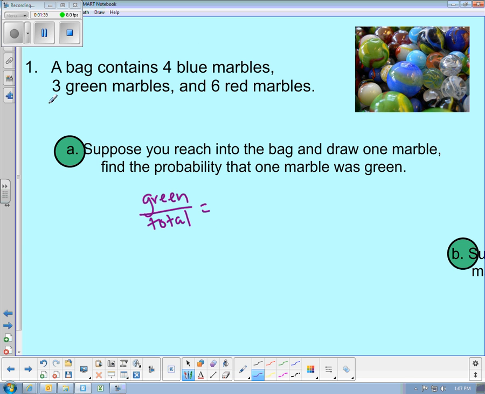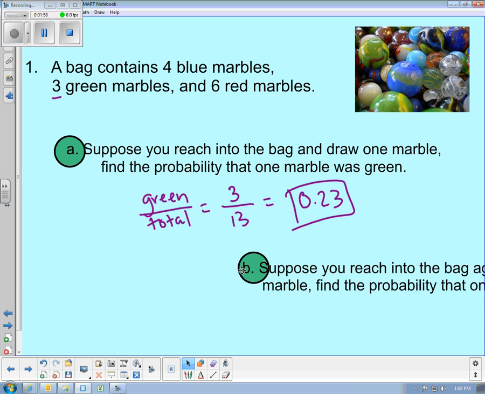In this case, we have 3 green marbles, so that's like 3 successes. And in total, we have 3, 4, 5, 6, 7, and 6 is 13. So 3 out of 13. When I type that into my calculator, I get a probability of about 0.23. So really basic, just successes out of total.